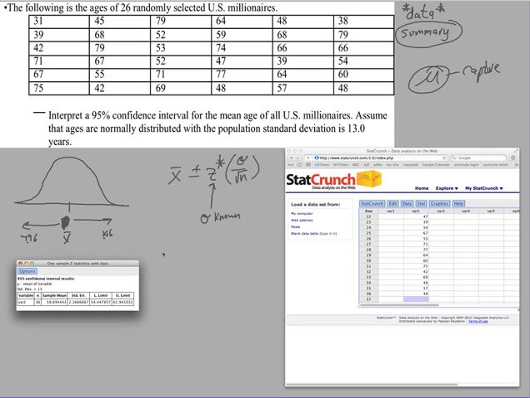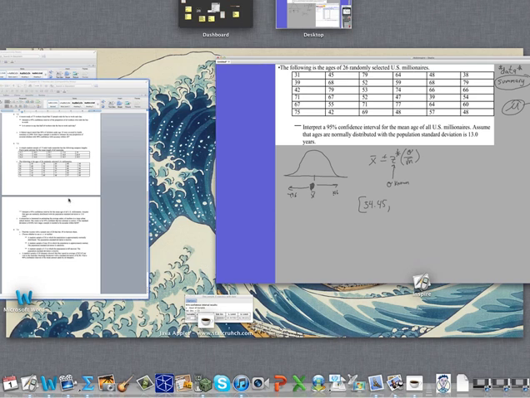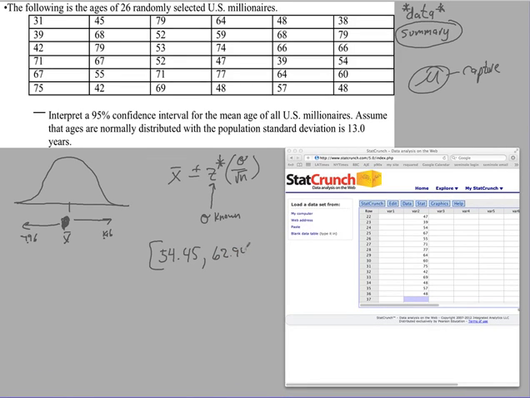54.45 and 62.94. So we are 95% confident. This is the mean age. We're confident that the mean age is in here somewhere. All right, let's move on.